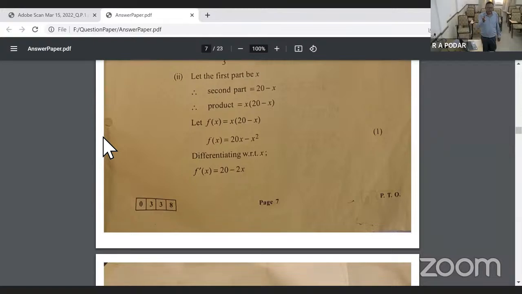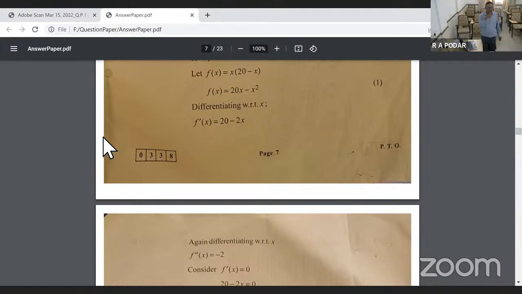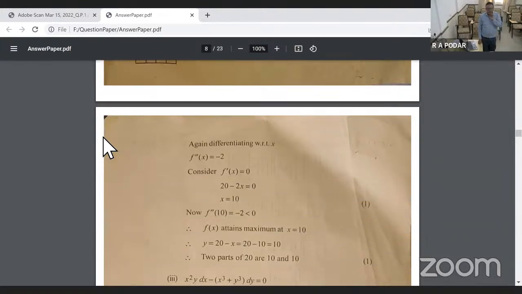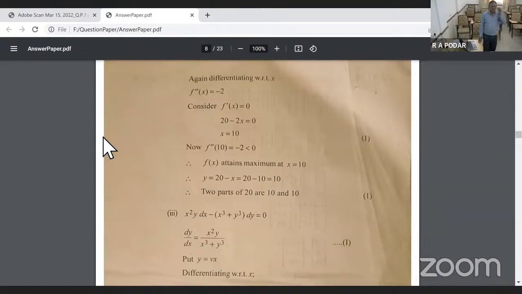So you can see this. We multiply and then we take the derivative. After taking the derivative, you get f dash x is equal to 20 minus 2x. So equate f dash x with 0, you will get the value of x. And then you have to take the second order derivative. So again you have to differentiate. So f double dash x is minus 2 you get. So minus 2 is less than 0, which means maximum. So the function is maximum at this.